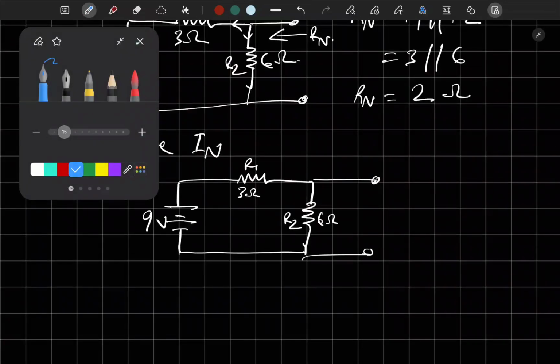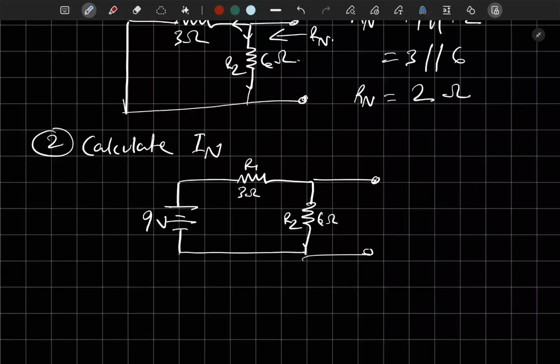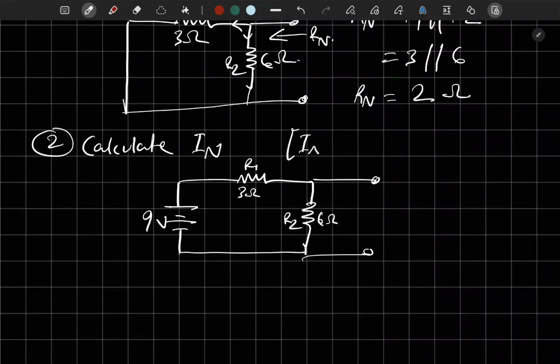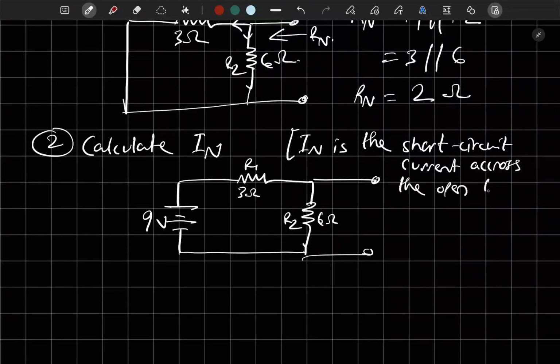Okay, now the important part is, for IN, we will calculate the short circuit current. So IN is basically the short circuit current. Let's write that down. IN is the short circuit current across the open load terminals, which are these two. Okay, so these are the load terminals.